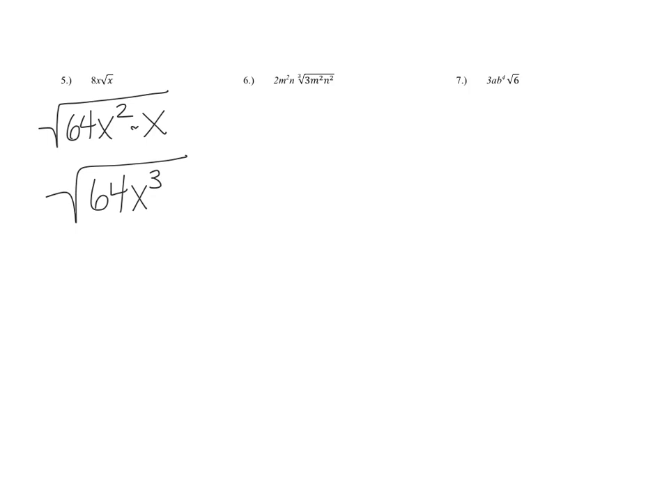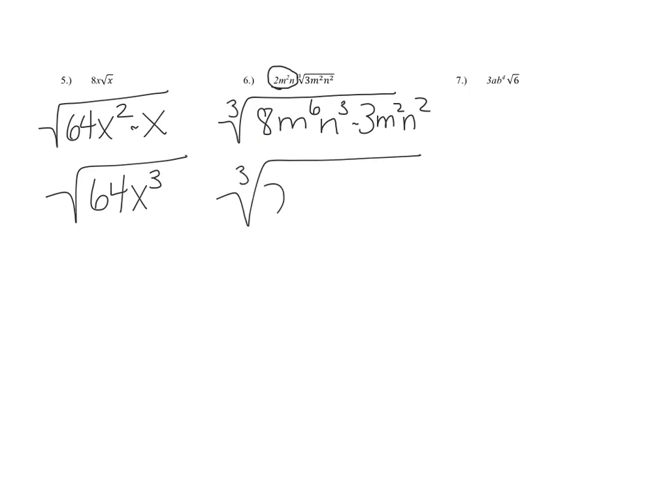The next one, perfect cube came out. So this, we're going to cube it. So if you think about that, you're cubing everything. 2 cubed is 8. M squared to the 3rd is m to the 6th. You're just multiplying your exponents. N to the 3rd. And then in there already, you have a 3, m squared, n squared. Put all that together, it's a cube root. And you get 24 m to the 8th, n to the 5th. Done.